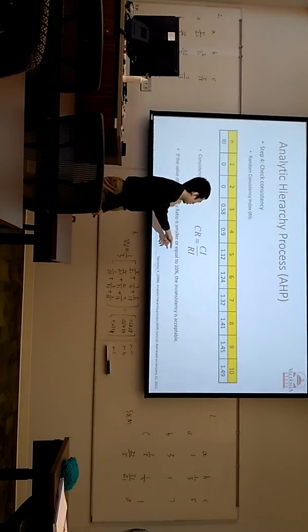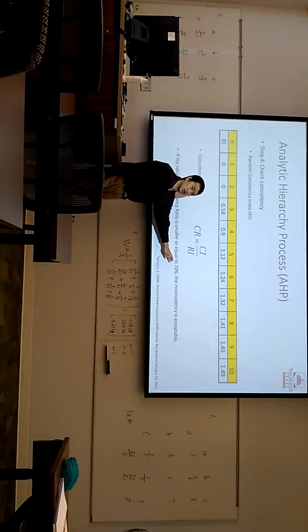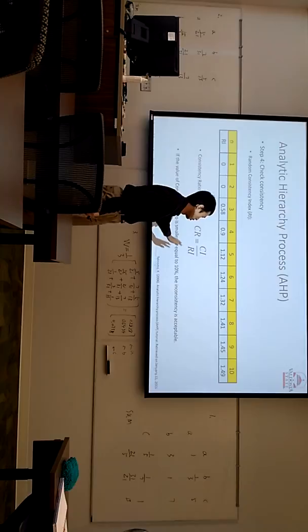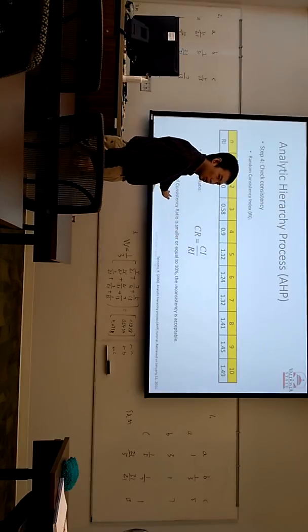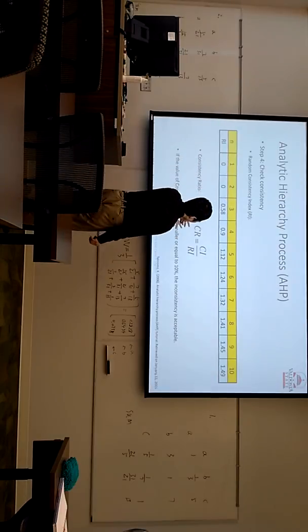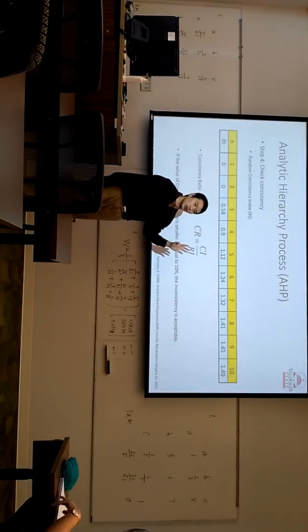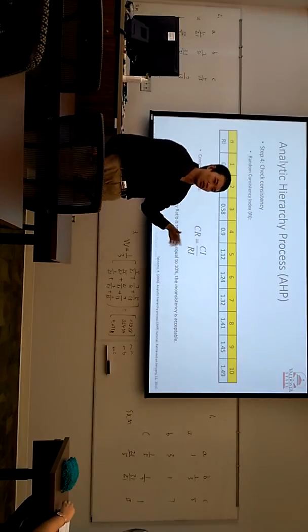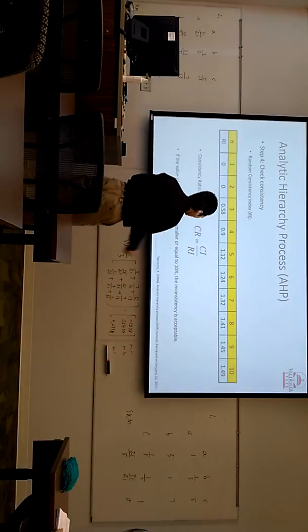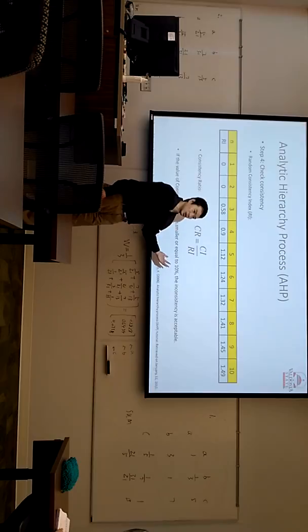If this ratio is no more than 10%, that means that's good. If this ratio is larger than 10%, that means you have some inconsistency in your pairwise comparison. So you have to reconsider your pairwise comparison.